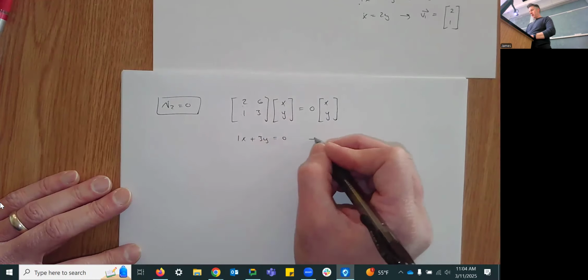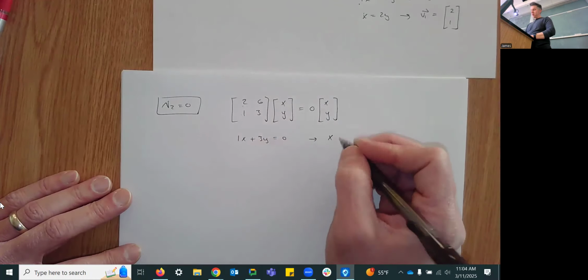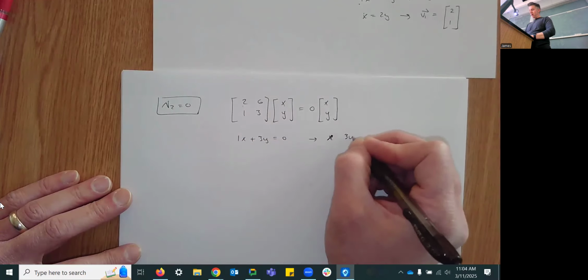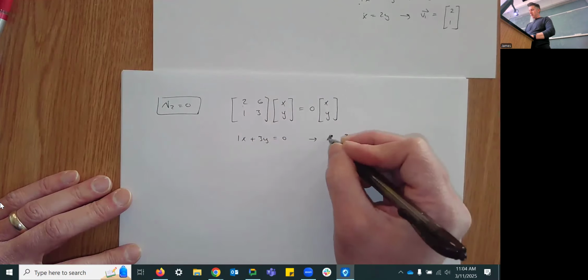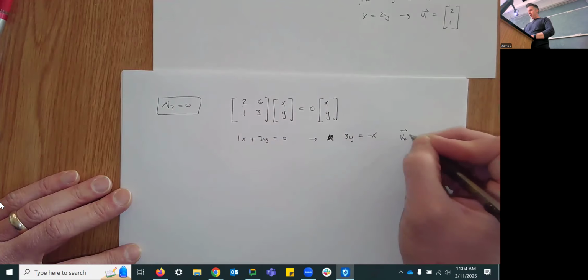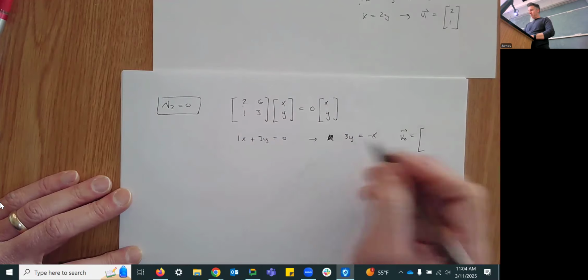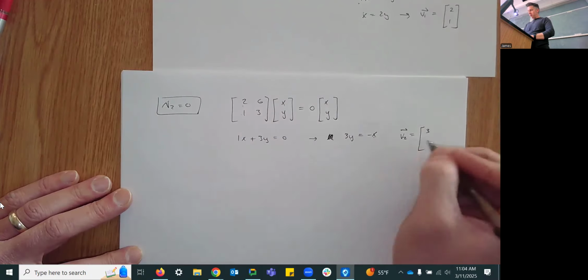I'm going to say that 3y equals negative x. And then my vector is going to be, well, x equals the y coefficient, y equals the x coefficient.